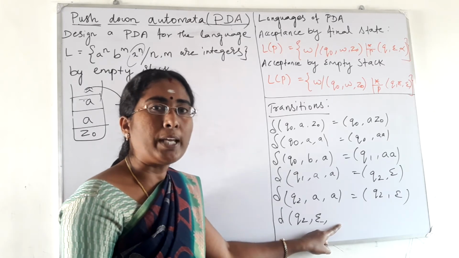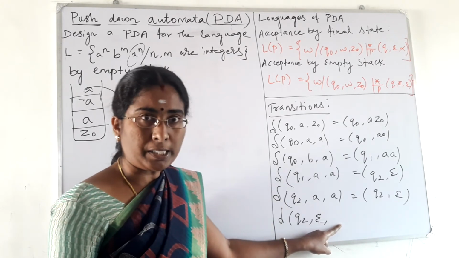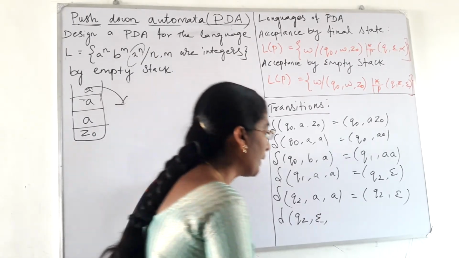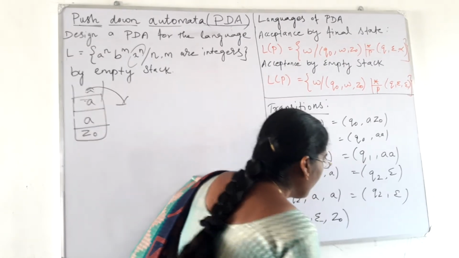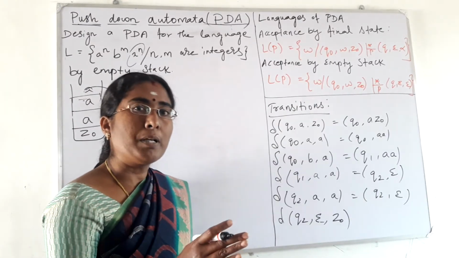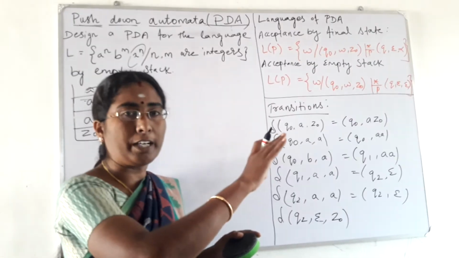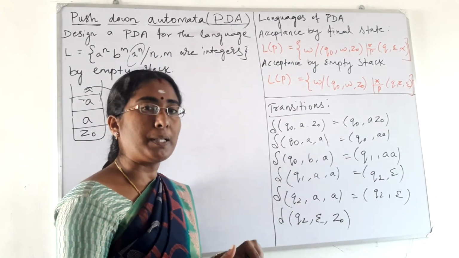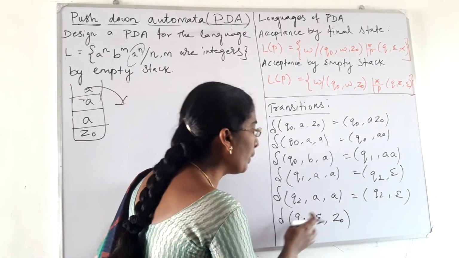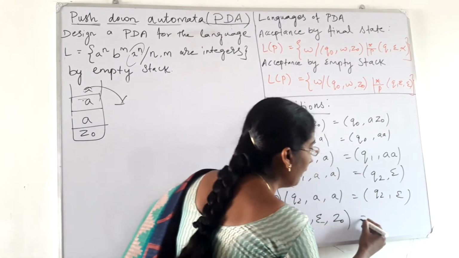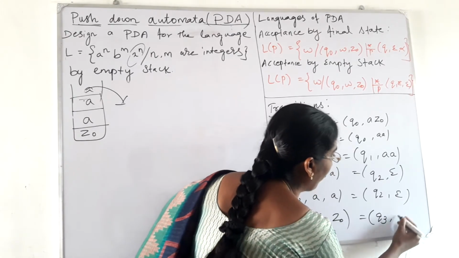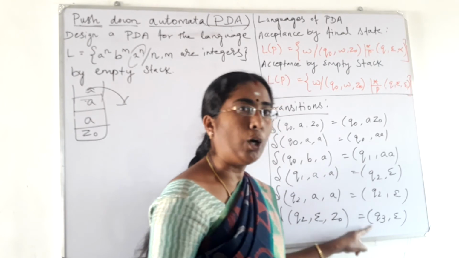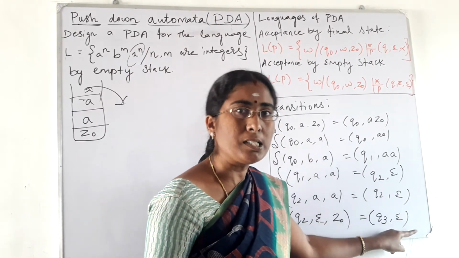If it is equal to A, that particular string will be called a rejected string. For rejection there is no need to write the transition. So it is equal to Z0. Here all the input symbols are read from the given string, matched and compared with the symbols present in the stack. So Q2 comma epsilon comma Z0 is equal to Q3 comma epsilon. Here Q3 will be called the final state and the stack is empty.